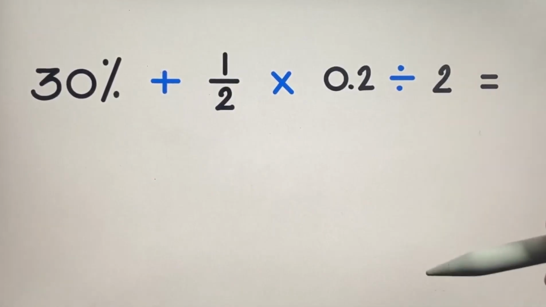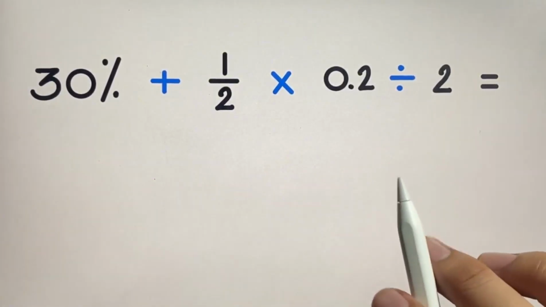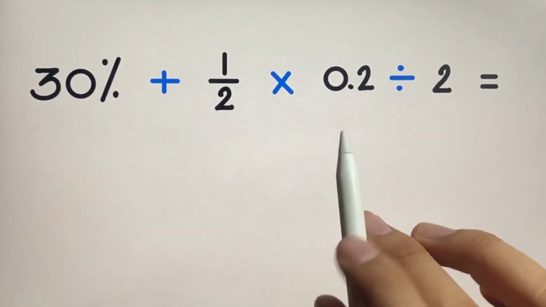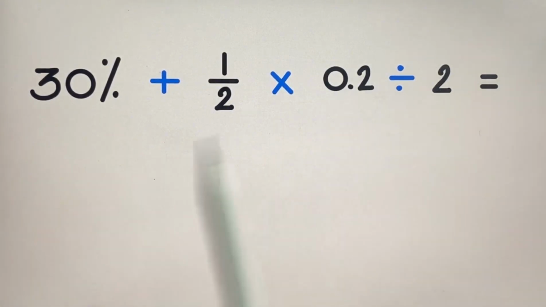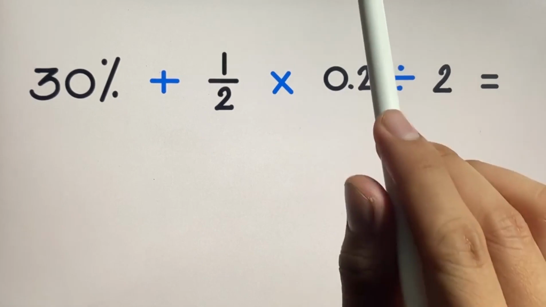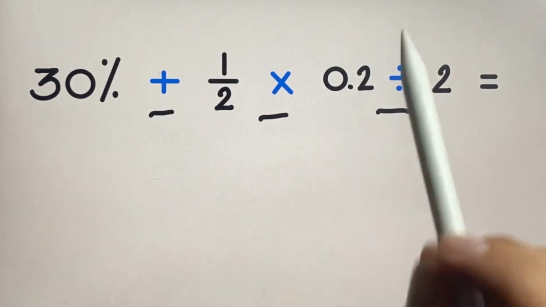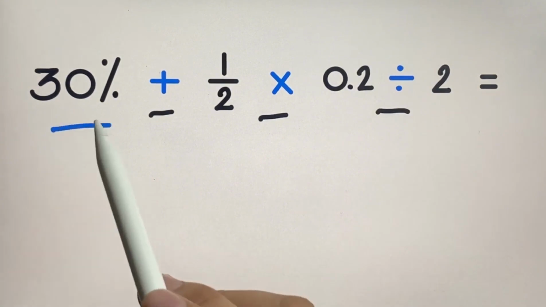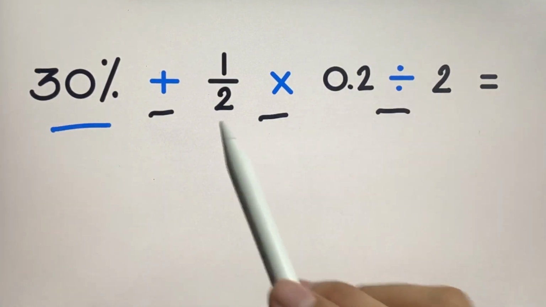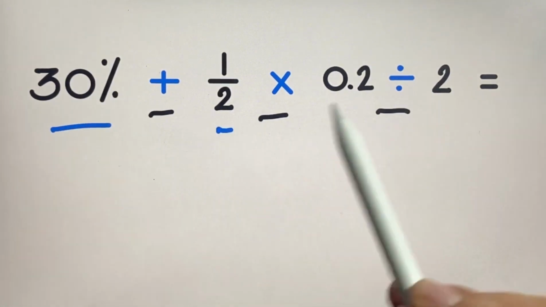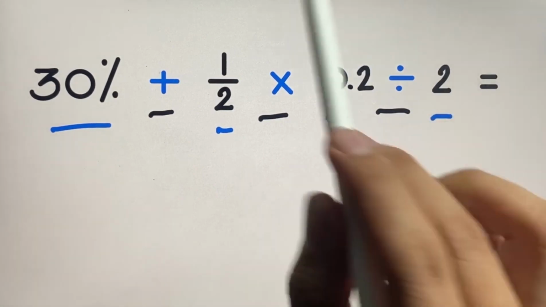This is the Flippy Review Center or PRC, and what we have here is a problem. So we're going to complete this equation. As you can see here, we have a variety of operations. So this would fall under our topic, PEMDAS. And as you can see as well, we have a variety of kinds of numbers. We have a percentage form, a fraction, a decimal, and a whole number.